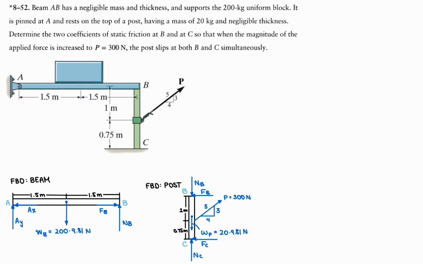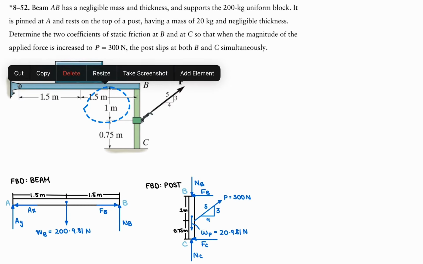Okay, we are given a beam that has a negligible mass and thickness, which supports this uniform block. It's pinned at A, and it rests on top of a post, which also has a mass. And we are to determine the coefficients of static friction between B and C. Okay, as always, draw your free body diagrams, one for the beam and one for the post. I'm just going to move this to make some more room.